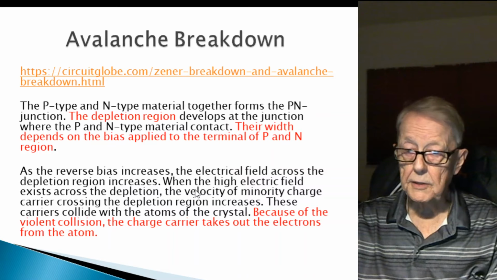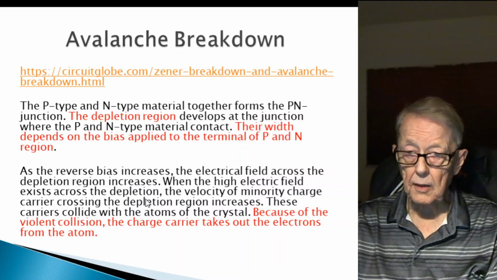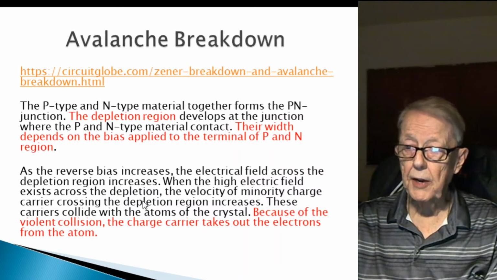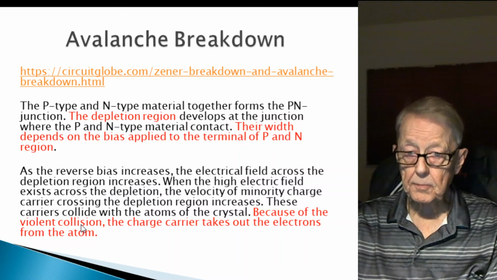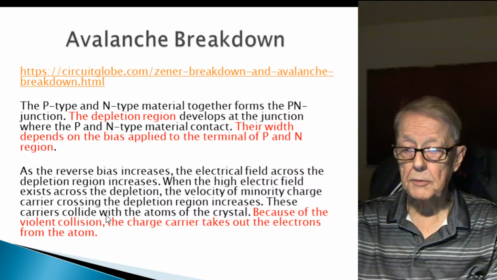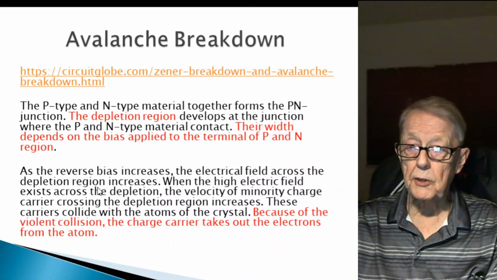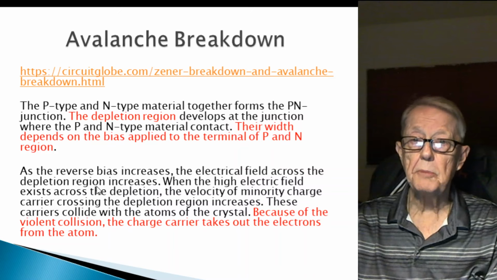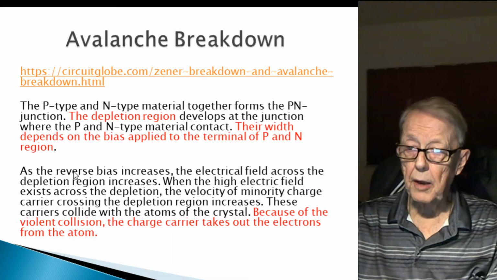The free electrons are moving through, hitting atoms, very hot, probably getting hot. Okay, this violent collision is probably causing heat and the atoms to vibrate, and the charge carrier takes electrons out of the atoms, and this can be destructive and damage the diode. So you don't want to operate it in this region, but this is a feature that seems to happen when you apply a reverse voltage.